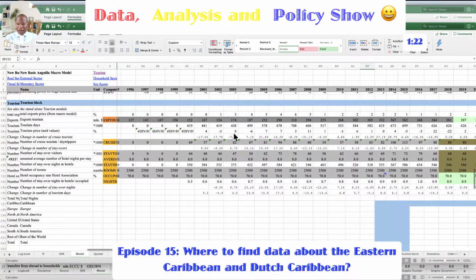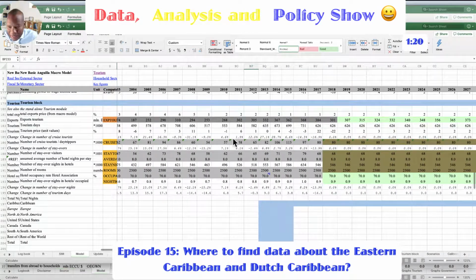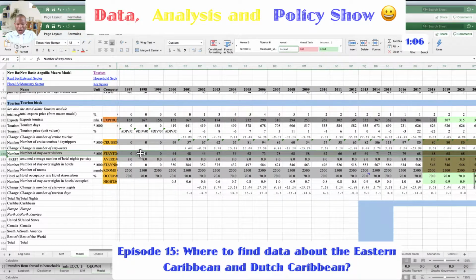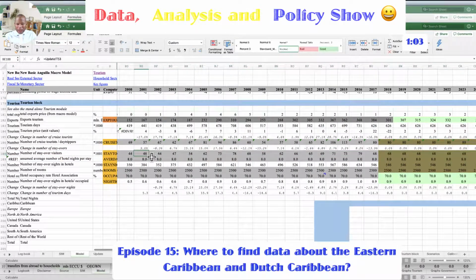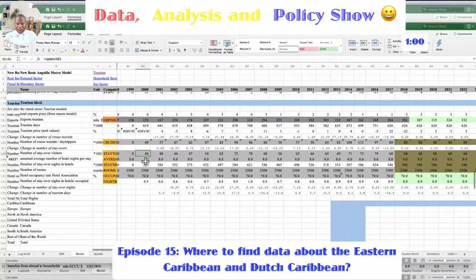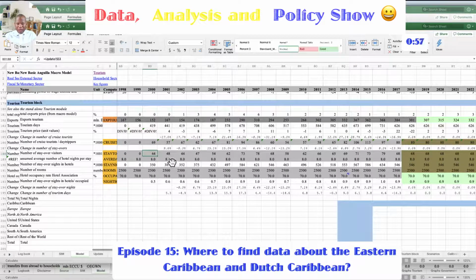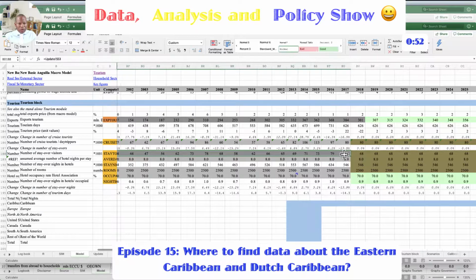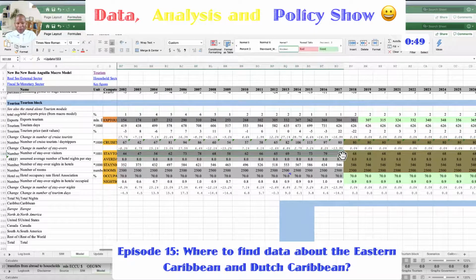Okay, we are here in the tourism block of Anguilla, and now let's look at the number of stayover tourists. This is the number of stayover visitors in Anguilla. It looks like in 2000 it was about 44,000, in 2001, 48,000, and that has grown to about 68,000 people.